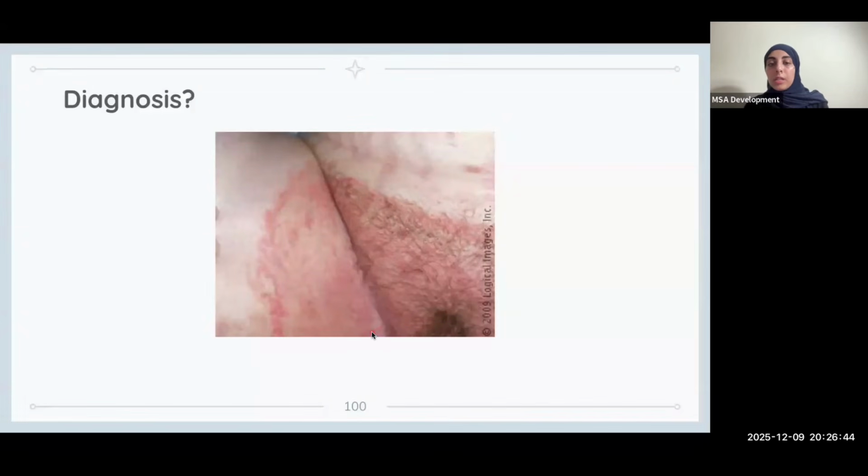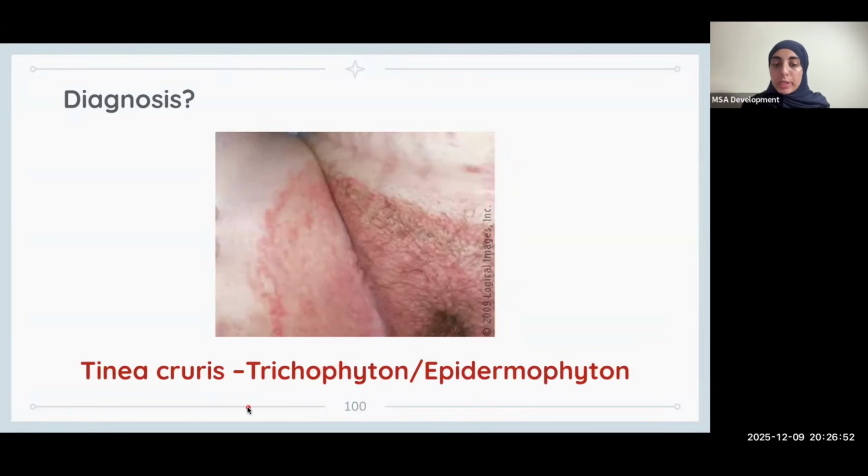Okay, next one. This is in the groin area. This is Tinea cruris. The crura is found around the genital area. So Tinea cruris affects the groin and the inner thigh. Okay, and it's caused by trichophyton as well as epidermophyton.